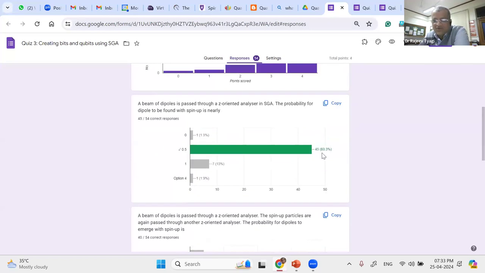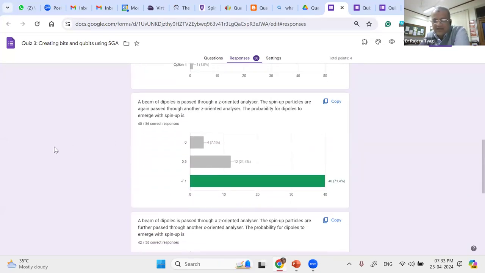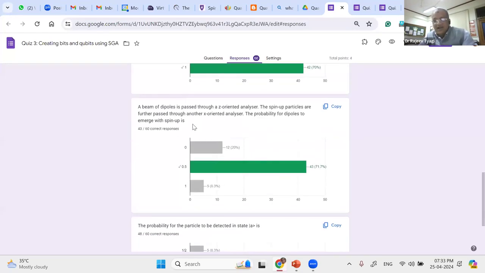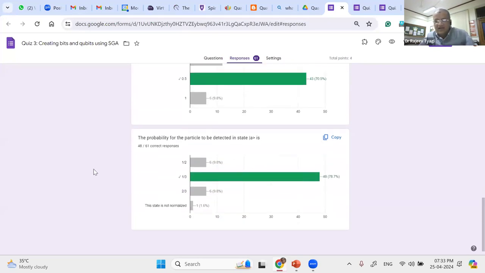Okay. Most of you got it right. The beam of dipole is passed through a Z-oriented analyzer. The probability of spin up is half. Very right. 71% people got this also right, that the spin up particles from a Z-oriented analyzer are again passed through another Z-oriented analyzer. The probability is 1. It is sure that you have got a pure state. And if the beam is through Z-oriented and then you pass it through another X-oriented, now again it becomes 50-50. And most of you have got it right. And the last one, most of you have got it right, that the probability for the particle to be detected in state A, which has the coefficient of 1 upon root 3.